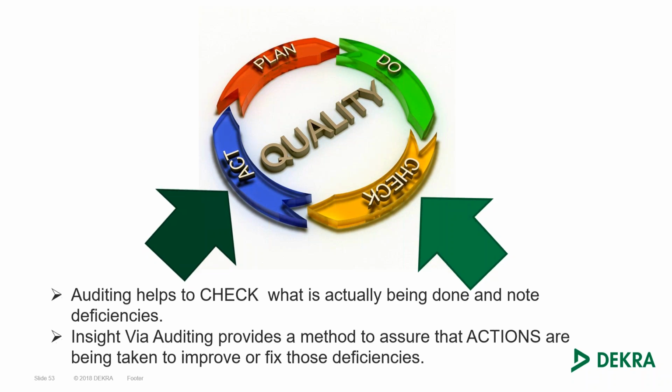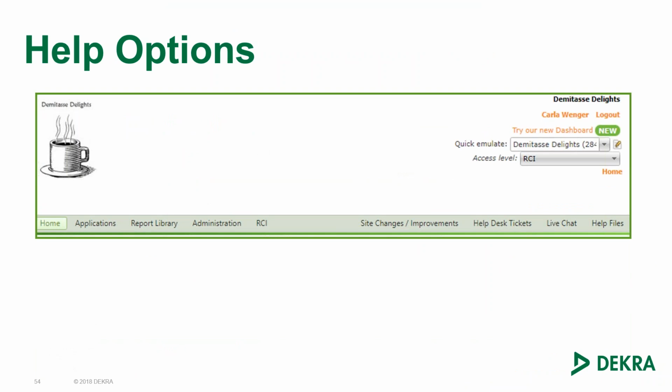All right, so just a few closing things, I want to talk about the help options. You can see here, this is a screenshot of our front screen. There is over on the right-hand side in that green bar, help files that you can click on, and there's a step-by-step tutorial with pictures of how to do things in our system. So that's something you can use. We also have a live chat feature that you can click on and talk to one of our associates. We also have help desk tickets if you want to put a help desk ticket in. You can do that also.